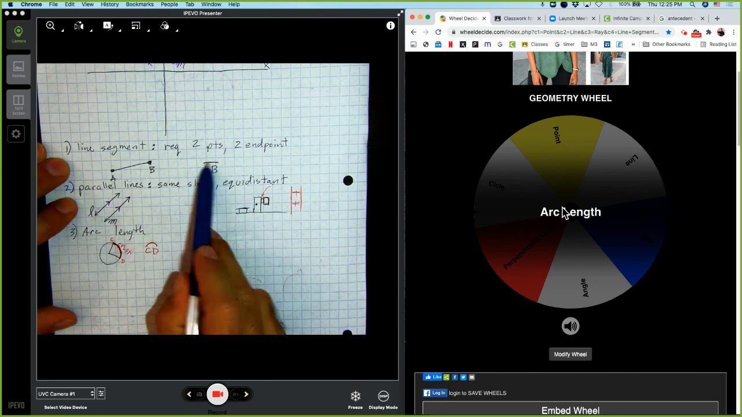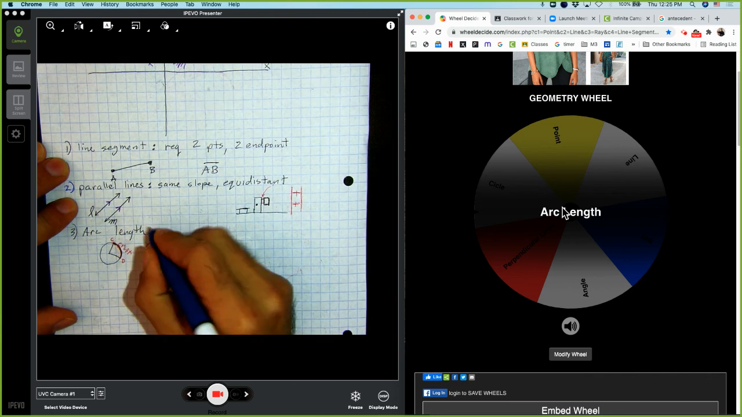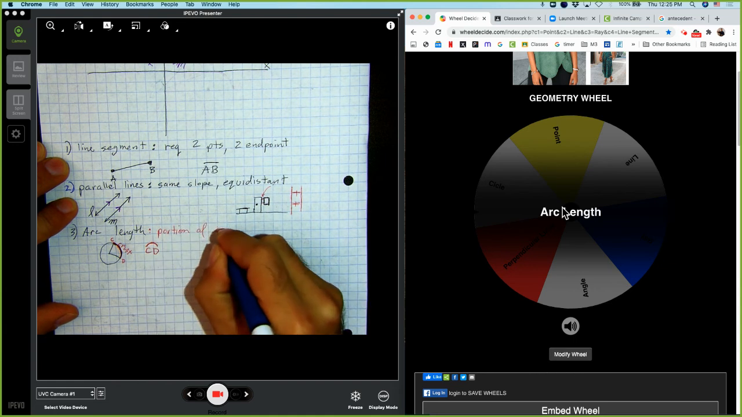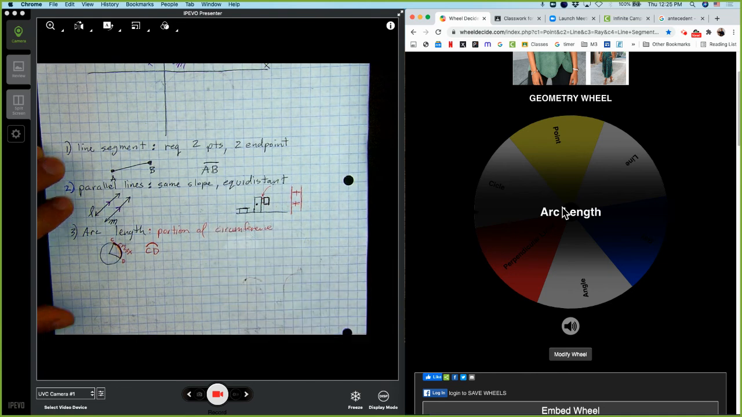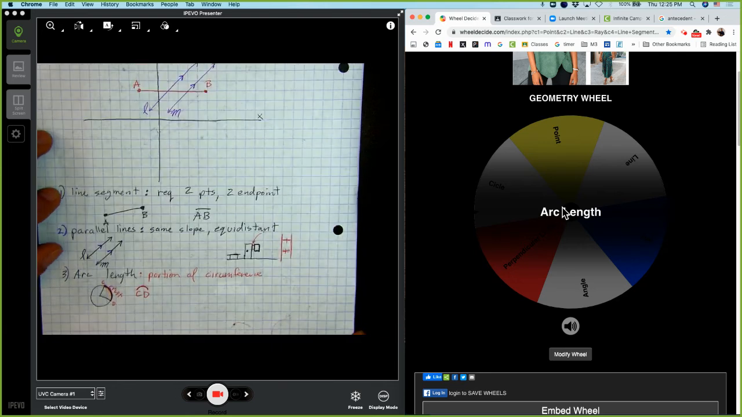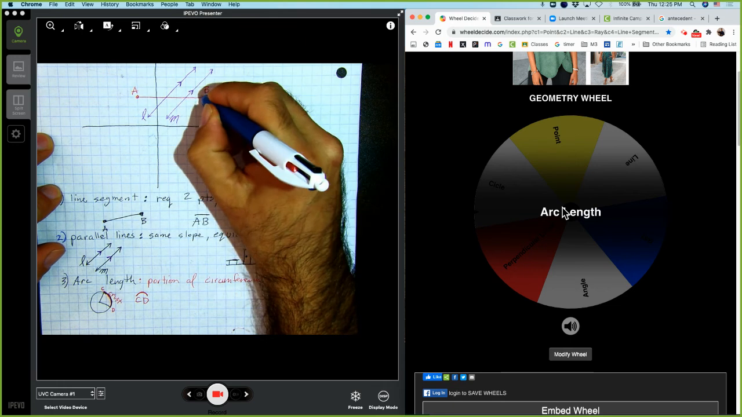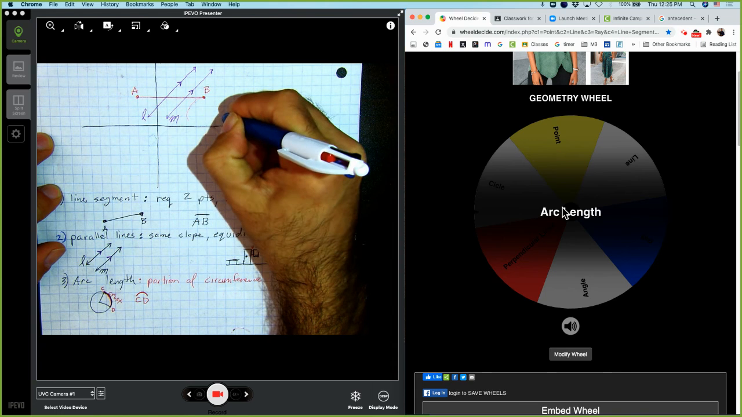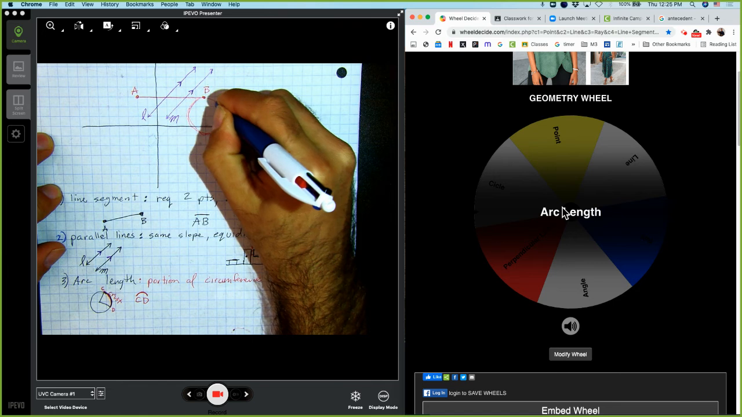Right? Line segment was straight, no arrows. An arc length is curved. And you could say this is really just a portion of the circumference. Okay, it's a portion of the circumference. It's going around the circle. So I'm going to go ahead and make a circle right here. That's the ugliest circle ever. It's like an egg. That's okay.